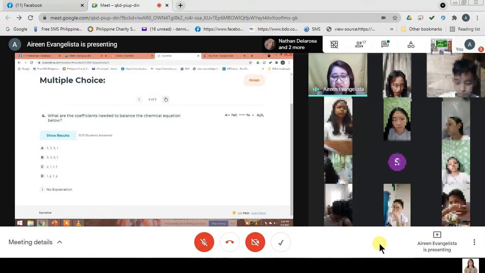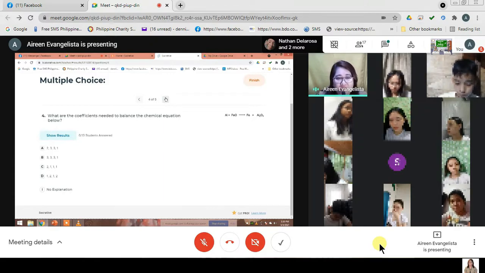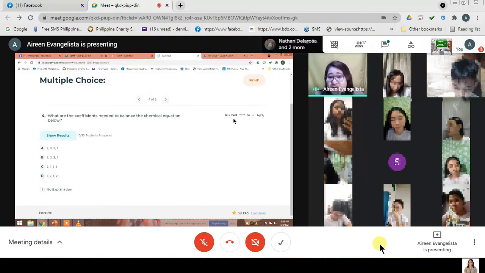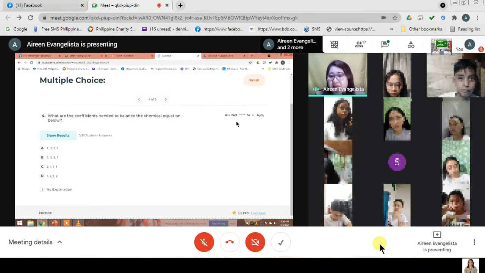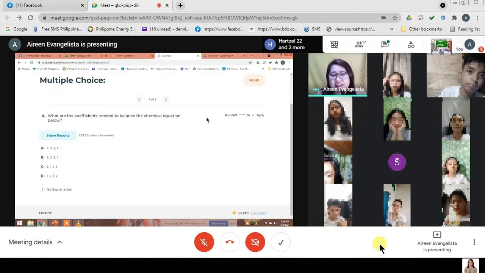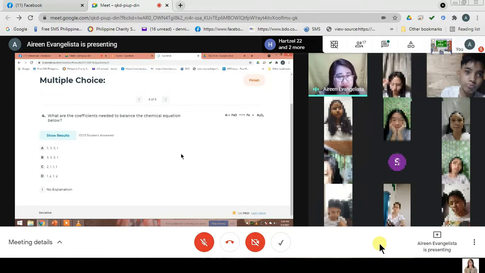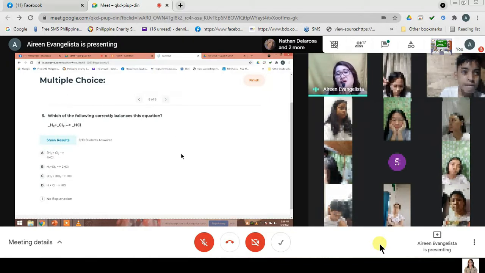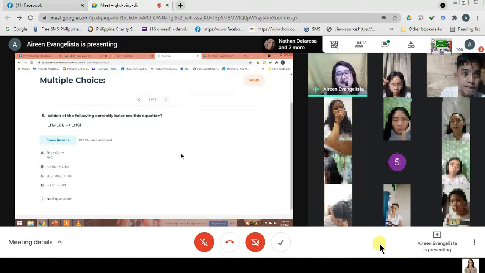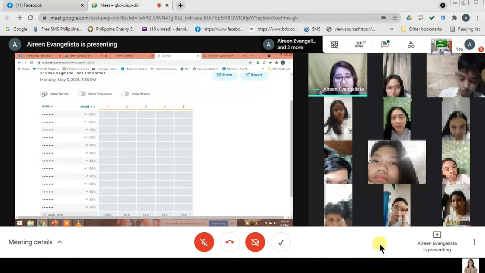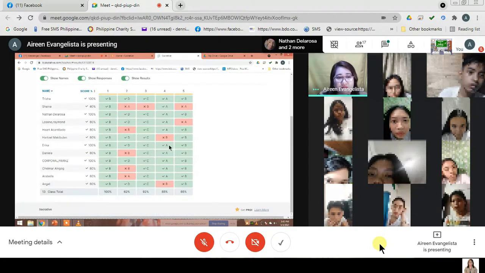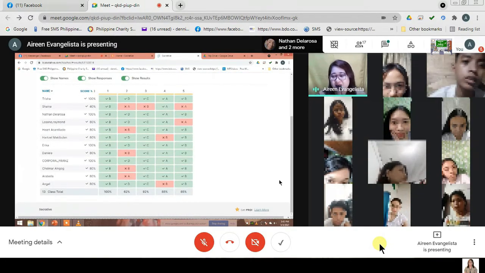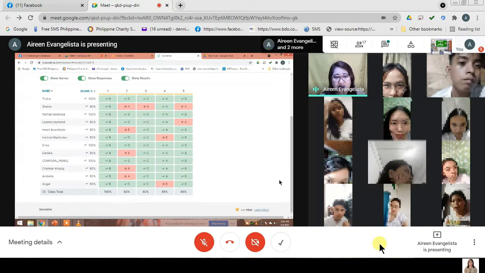Let's have number four. What are the coefficients needed to balance the chemical equation below? Oh, actually, here's the given. It is Al plus FeO yields Fe plus Al2O3. Let's proceed to number five. For number five, which of the following correctly balances this equation? Here is the summary. So this is the summary of the quiz.